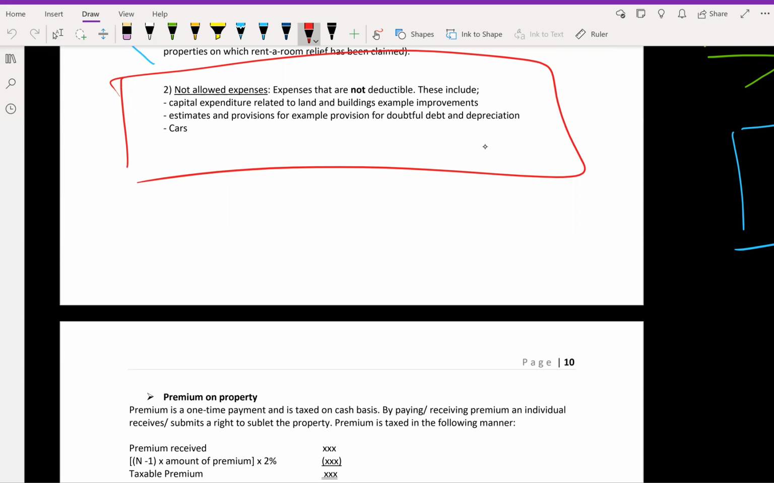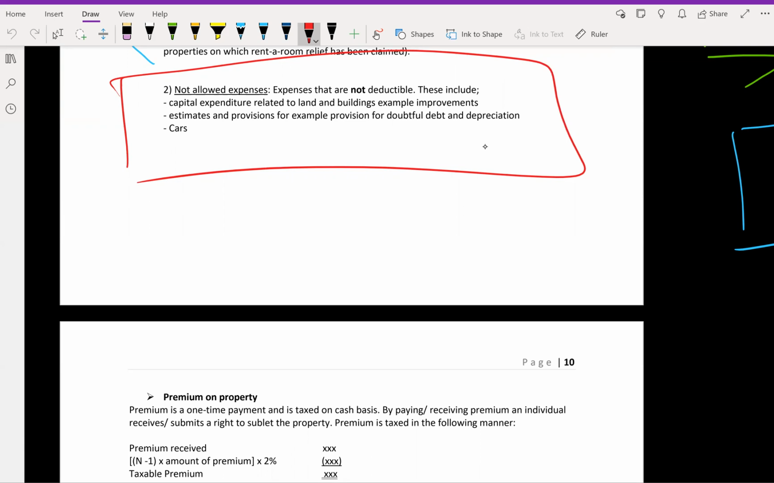Okay? And cars are also an expense that will not be allowed because cars have dual use, both business and private, and it's hard to bifurcate the business and private use. Usually it's based on miles, right? But in this situation, cars are not an allowed expense. Okay?